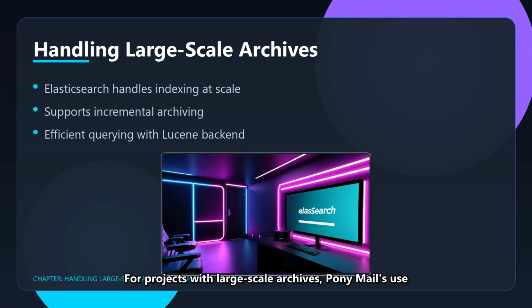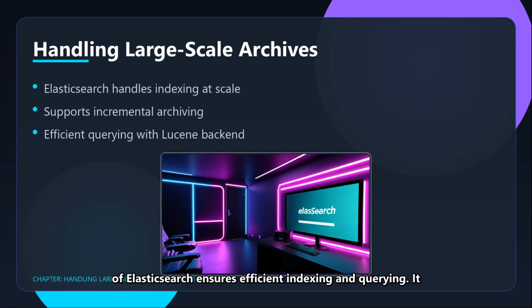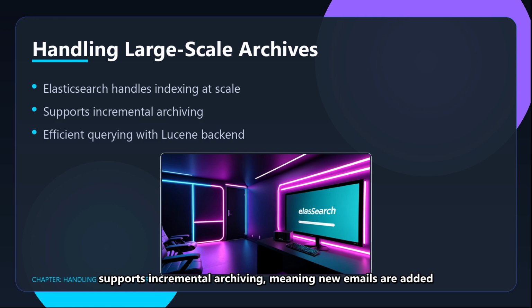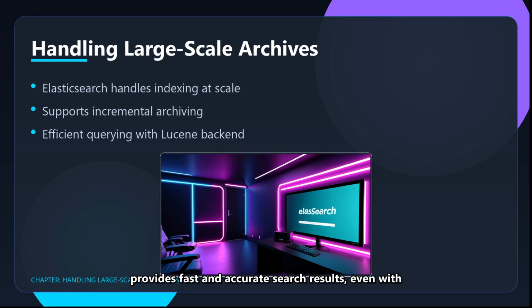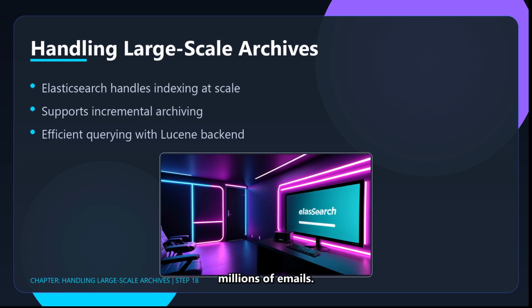For projects with large-scale archives, Pony Mail's use of Elasticsearch ensures efficient indexing and querying. It supports incremental archiving, meaning new emails are added without reprocessing the entire dataset. The Lucene backend provides fast and accurate search results, even with millions of emails.